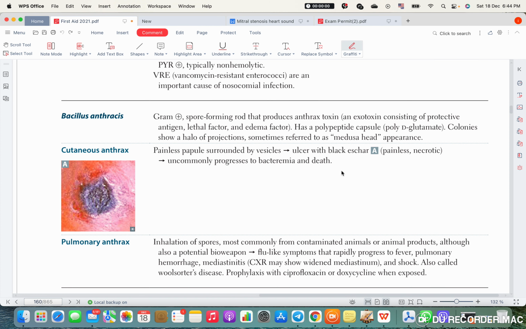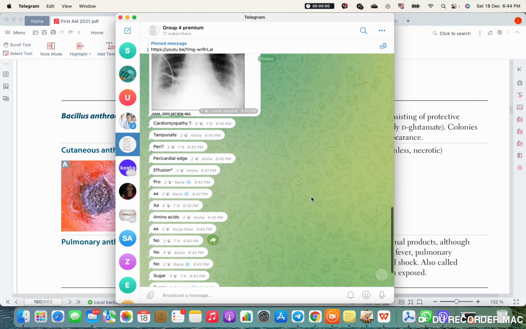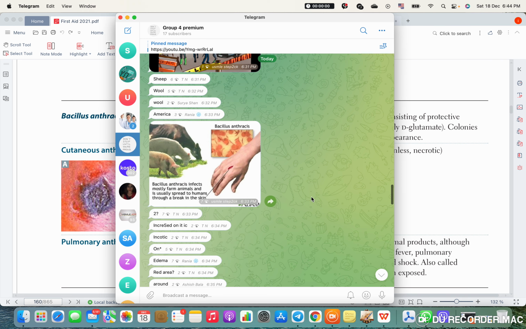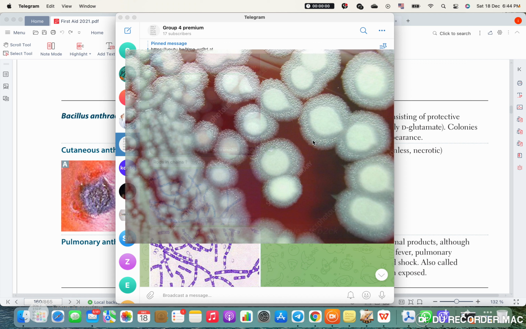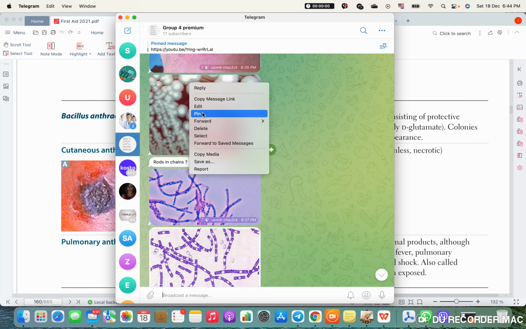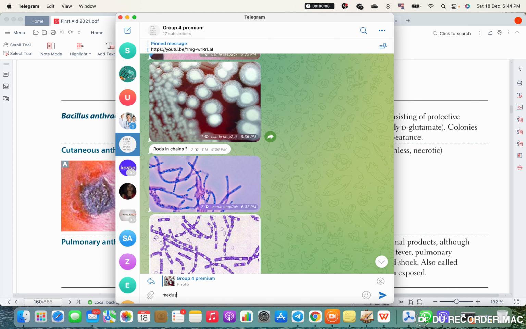Okay. So the next thing is the following. The colonies show a halo of projections, which was the Medusa head. Remember the white colonies I showed you? Sometimes referred to as the Medusa head appearance. So if you remember, I sent you this picture. See, this is the Medusa head. Yeah? So please somebody write, you need to name it. I don't know how to do that, but yeah, Medusa head. And it's anthrax. Okay?